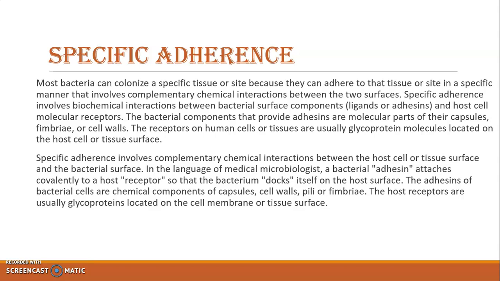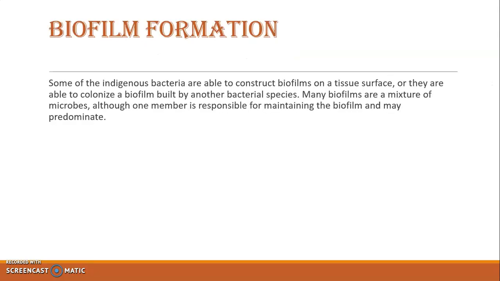Specific adherence involves complementary chemical interaction between the host cell or tissue surface and the bacterial surface. In the language of medical microbiologists, a bacterial adhesin attaches covalently to a host receptor so that the bacterium docks itself on the host surface. The adhesins of the bacterial cells are chemical components of the capsule, cell wall, pili, or membrane. The host receptors are usually glycoproteins located on the cell membrane or tissue surface.